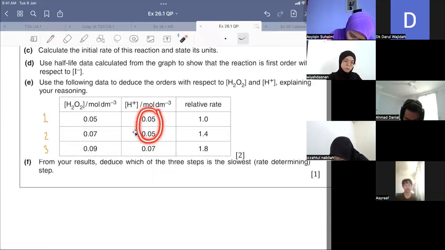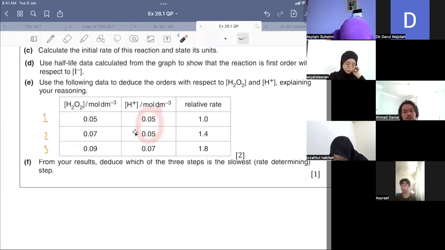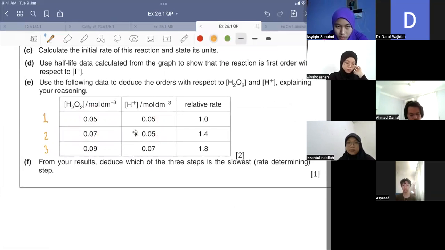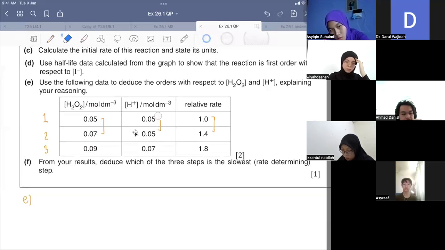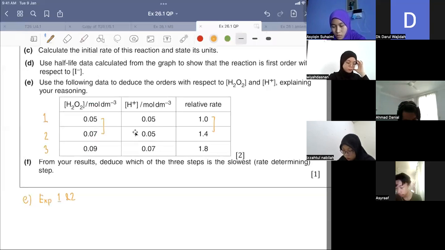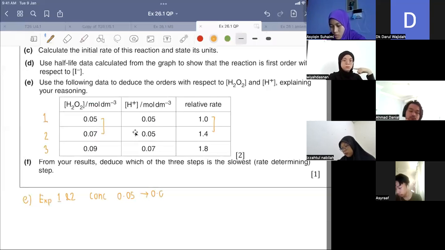The reason for that is because in experiment 1 and 2, I am keeping the concentration of H+ constant. That means I can just focus on H2O2. So let's have a look. Again, this will be a long working, but if you can do it by seeing it from the table straight away, then that's okay as well. So for part E, experiment 1 and 2, I'll teach you how to explain later on. The concentration goes from 0.05 to 0.07. That is an increase of 0.07 divided by 0.05. So this is what I mean by not a nice number.